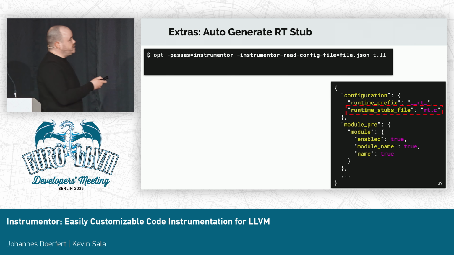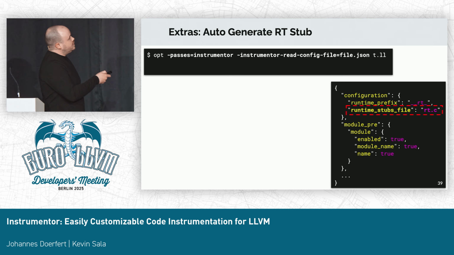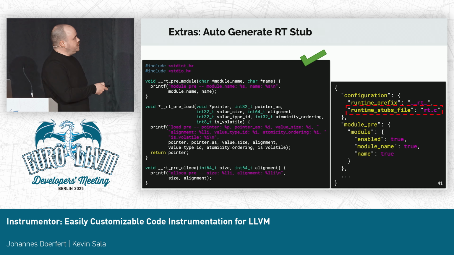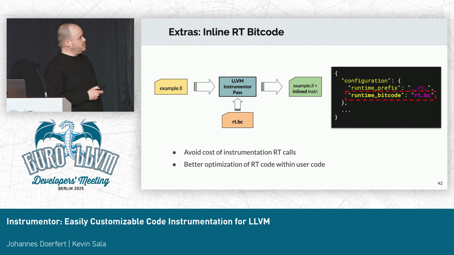So you can specify here the runtime stubs file, which is the name of a file that will be created when the Instrumentor runs. Then you can run the Instrumentor, passing that file, the JSON file, and this will automatically generate a stub runtime for you with all the prototypes of the instrumentation functions with the correct types and return types and everything. So this will make the life better for developers of new instrumentation types.